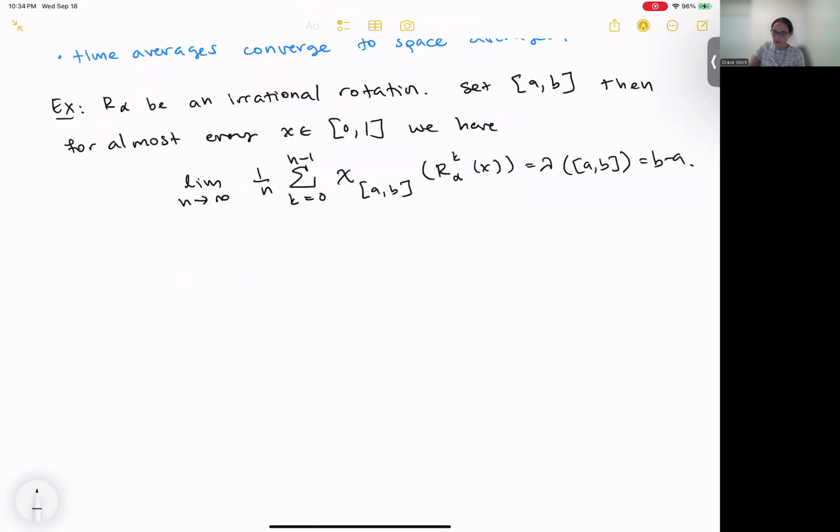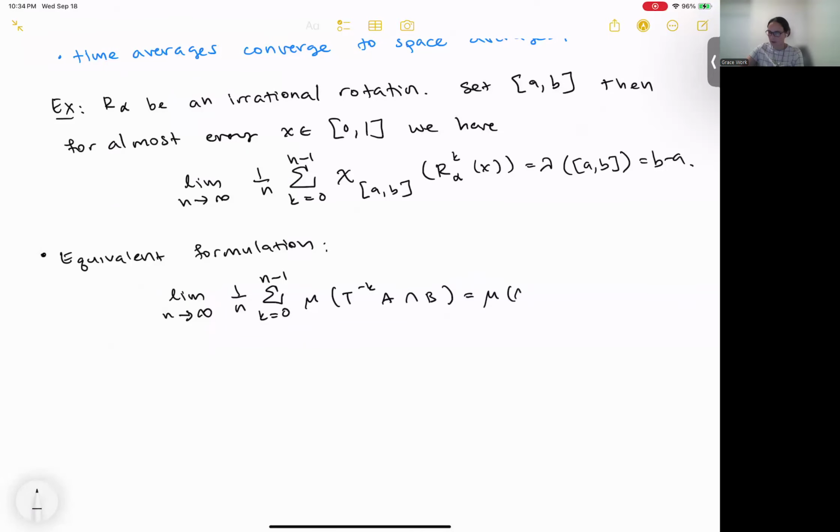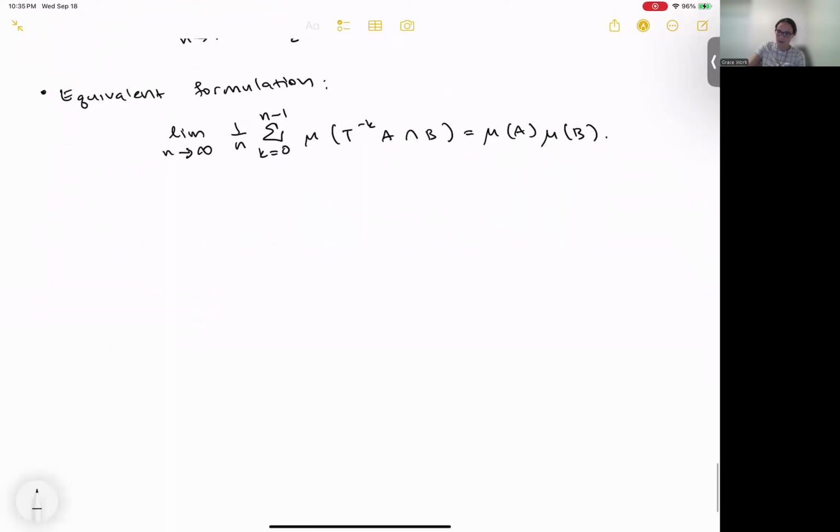We can also make an equivalent formulation in terms of measures of sets, which is the limit as n approaches infinity, 1 over n, sum k goes from 0 to n minus 1 of the measure of the pre-image of A intersected with B is equal to the measure of A times the measure of B. I'm writing it down in this formulation because the next thing we're going to talk about, I think this is 4, is mixing.